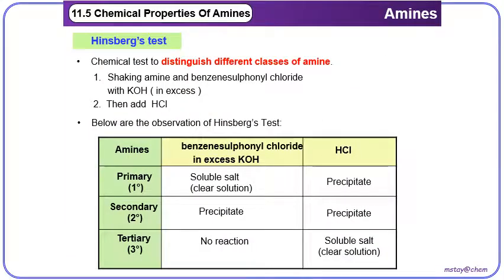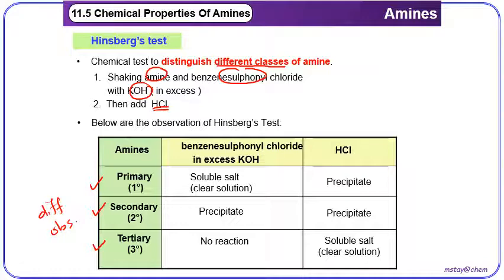Just a very quick summary of the Hinsberg test. The Hinsberg test is basically used to differentiate the different classes of amine because the primary, secondary and tertiary amines have different observations. Normally we combine the checking of the amine with the benzene sulfonyl chloride and KOH in one step. After that, we record the observation, and only then do we add on the HCl.